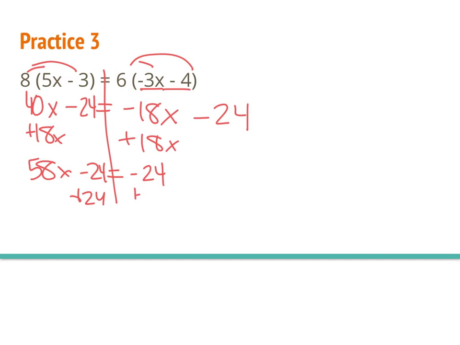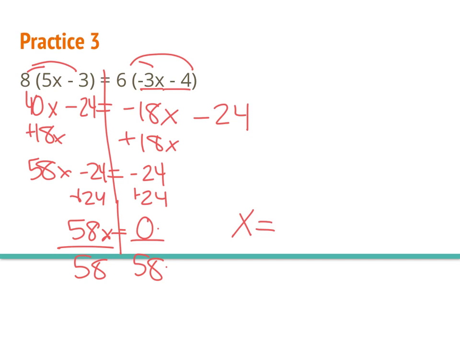I add 24. Okay, I end up with 58 x's on the left and 0 on the right. Well, that's okay, because if I divide by 58, think about it. If I have 0 things in 58 groups, I basically have 58 groups of nothing. So my x would have the value of 0.